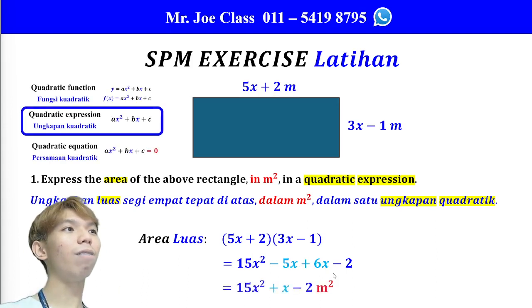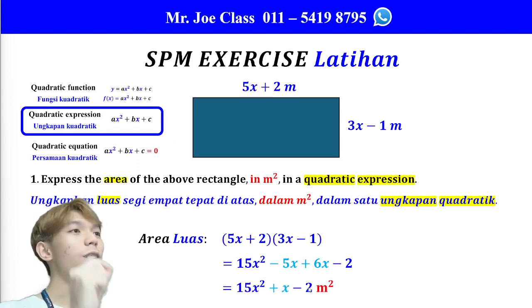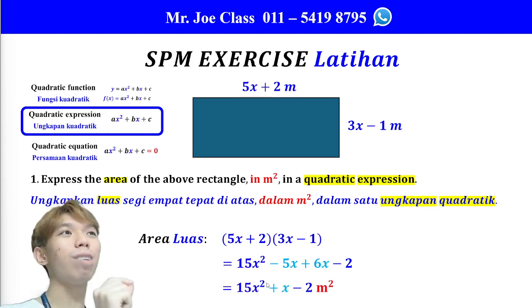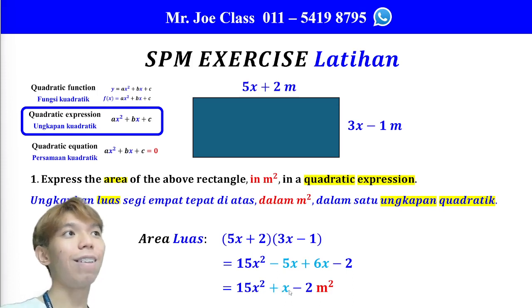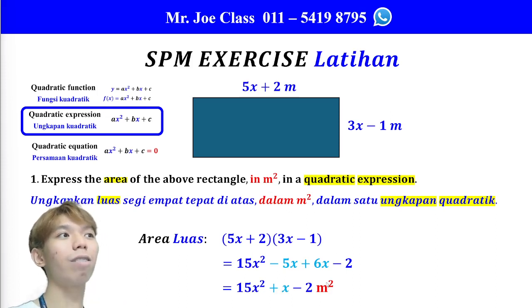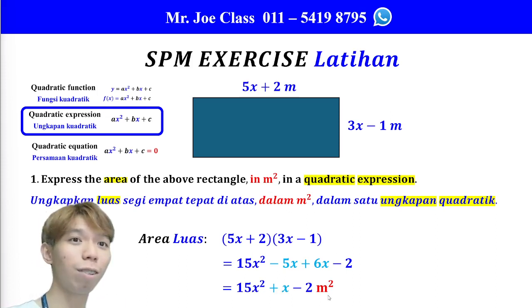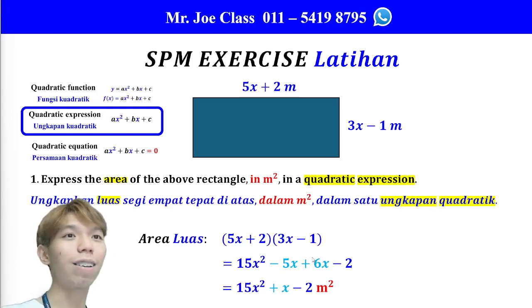And now you compare it with the quadratic expression. You have the ax squared plus bx plus c formation, right? 15x squared plus x minus 2. And remember to write in the unit of meter square, m squared. So remember your final answer should include the unit. And this is how you express the area in a quadratic expression.